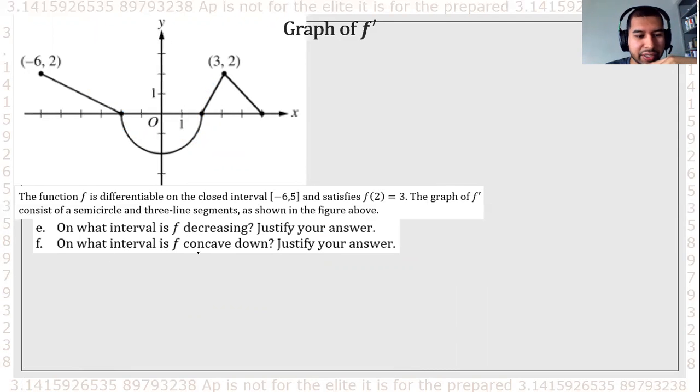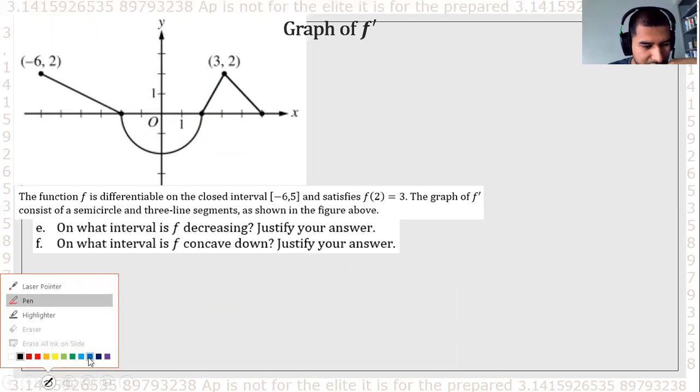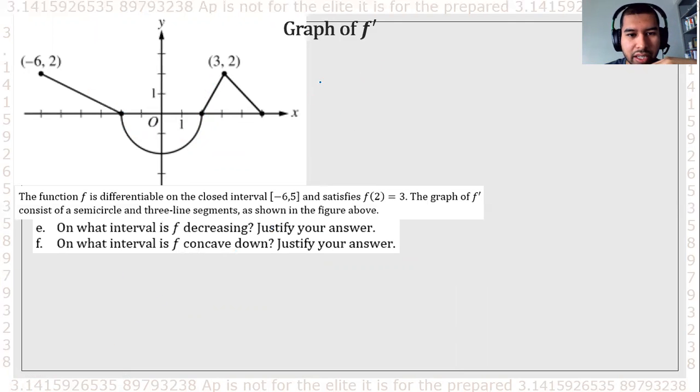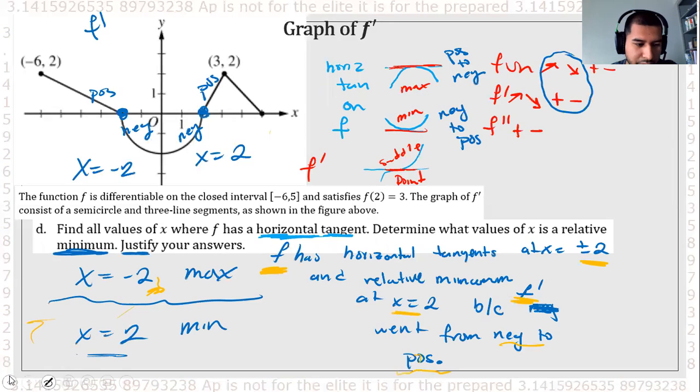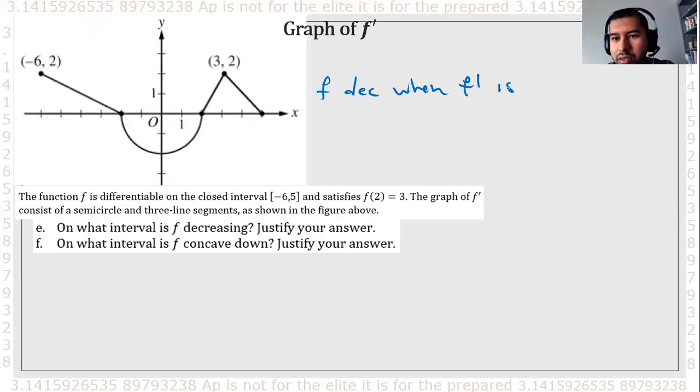This is talking about decreasing. When does a function decrease? So f decreases when f prime is, who knows this answer? If you want, I can go back to the fun chart in the slide before. Positive or negative? Yep, it decreases when f prime is negative.